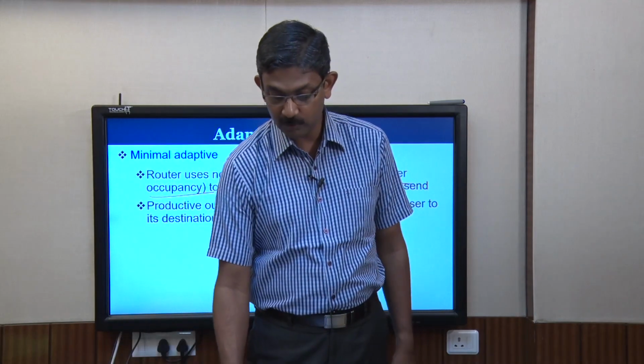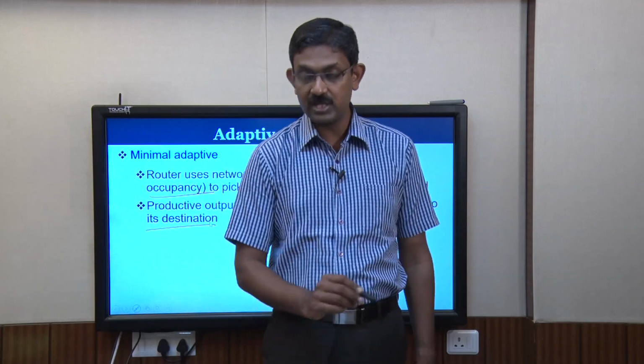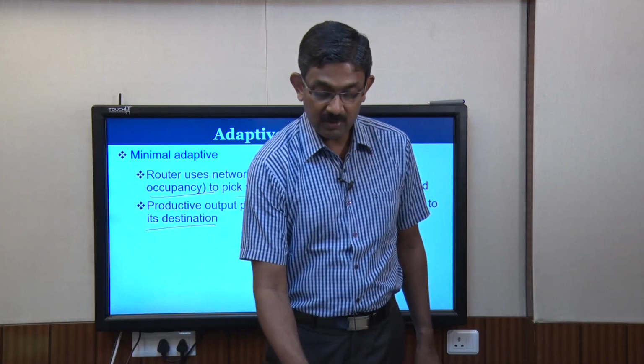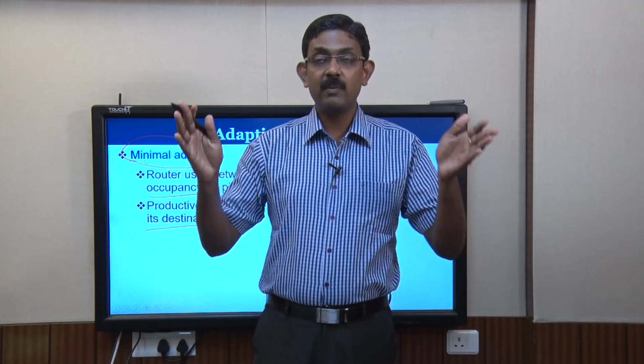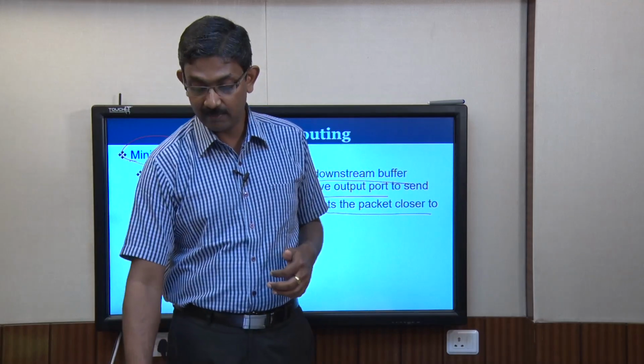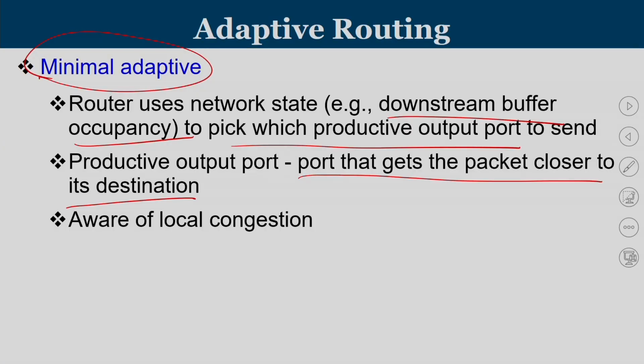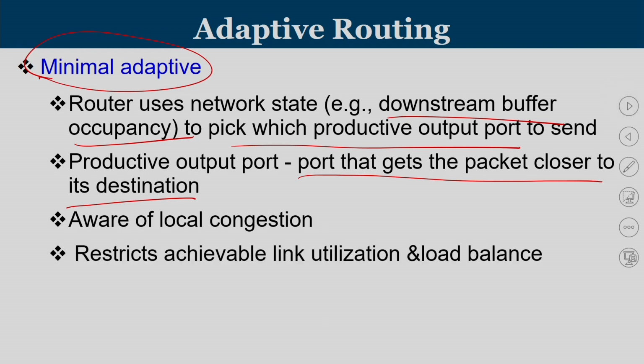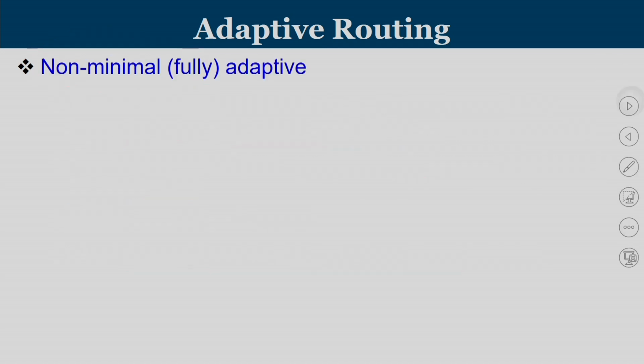Now, what do you mean by a productive output port? A port that takes the packet closer to the destination is called productive. So, when we work with minimal adaptive, from among the productive ports, look at the downstream routers, collect their feedback and take a call. So, we are always aware of the local congestion in the productive direction. But it restricts achievable link utilization and load balance, since sometimes a non-minimal path may be more cost effective, but when I work with minimal adaptive, it gives me a restriction.